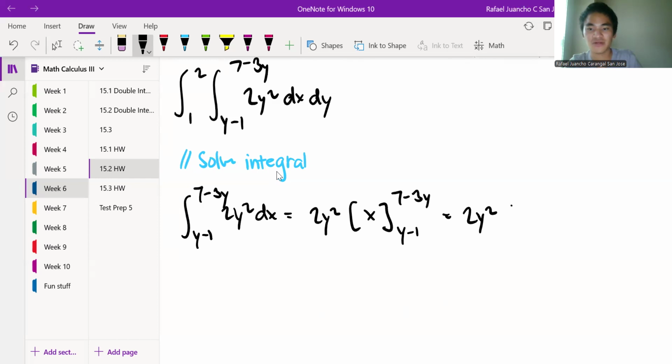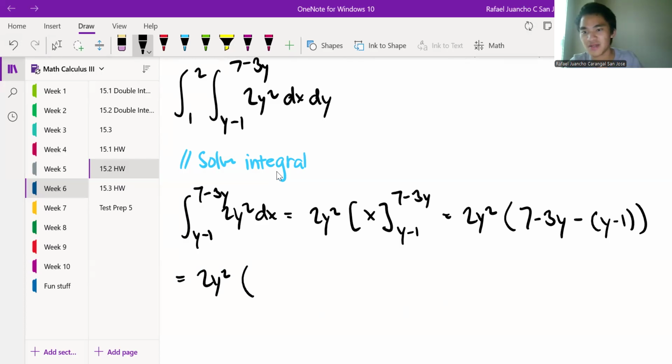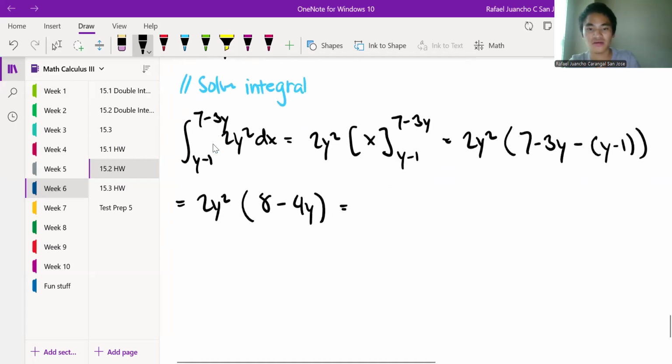I get 2y squared times 7 minus 3y minus y minus 1. And if I simplify this, just to make it clean, 7 minus 3y minus y plus 1. So 7 minus 4y plus 1. 8 minus 4y. And I think I could combine all of these. So I get 16y squared minus 8y cubed.